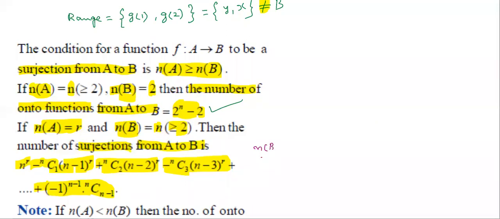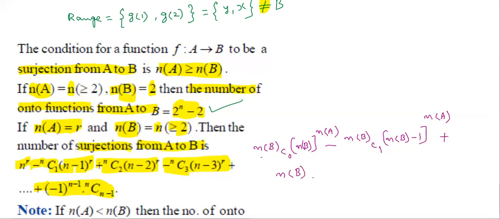So this formula we can write in another form also, that is n of B C0 into n of B whole power n of A, minus n of B C1 into (n of B minus 1) whole power n of A, plus n of B C2 into (n of B minus 2) whole power n of A, minus and so on.